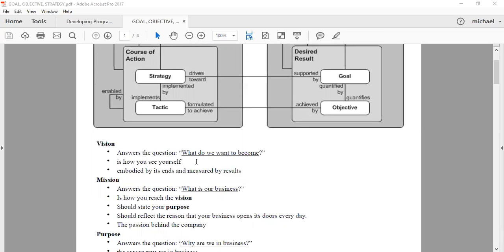Now, have y'all begun to put together your vision statement? Your vision statement as to what does the world look like when you finish?